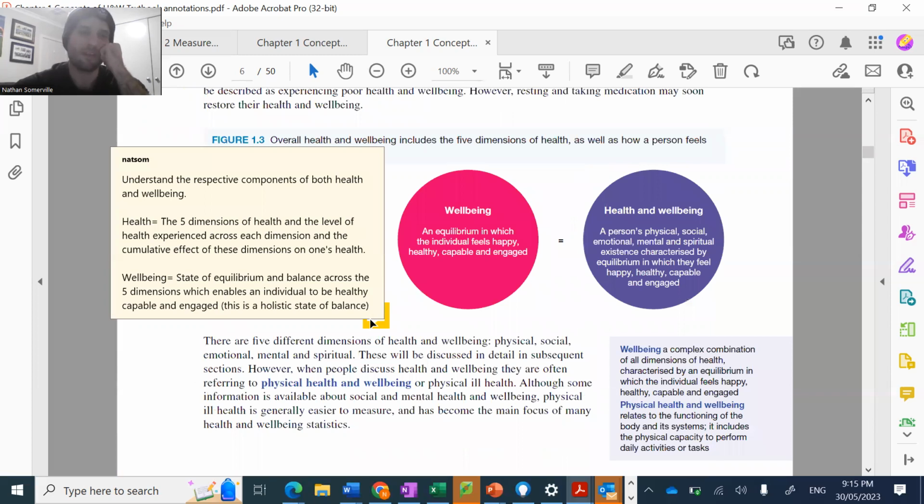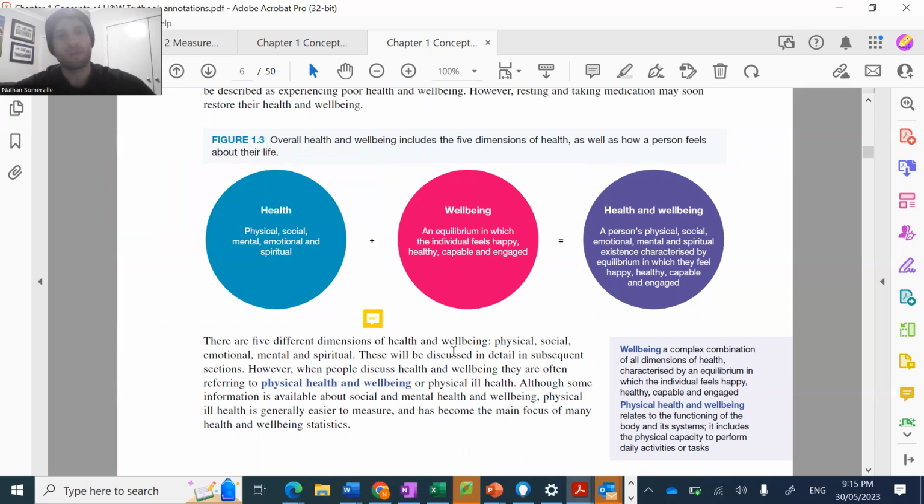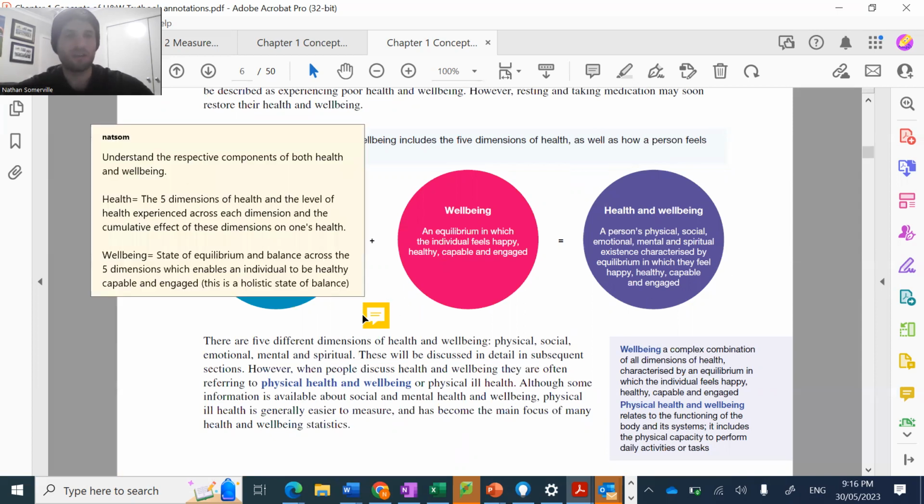All right. Once again, not really super important, because I feel like this is something that's pretty self-explanatory. The 5 dimensions of health. Health refers to the 5 dimensions of health, and well-being refers to that sort of overall holistic state of balance and equilibrium where we feel happy and engaged and we can go about our daily activities easily. And then health and well-being is just a combination of those two things. So I've got that there in the notes.